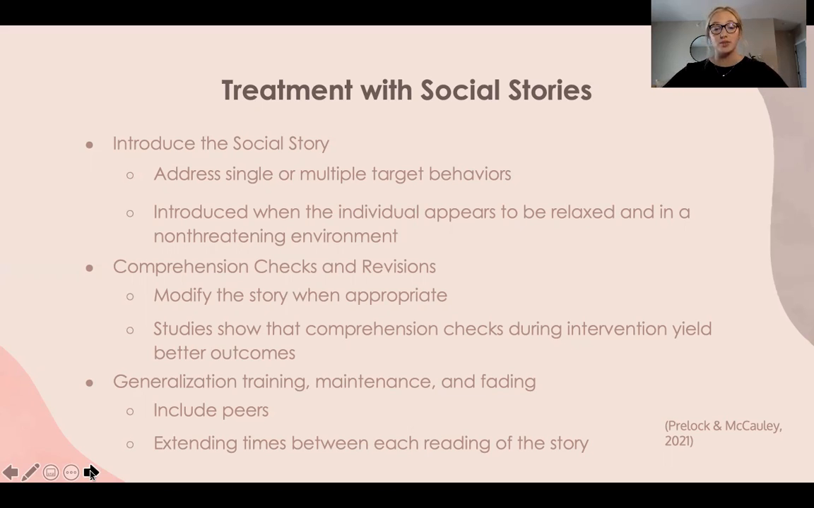And the third treatment component is generalization training, maintenance, and fading. And just two examples of this third component would be including peers in treatment, as well as extending times between each reading of the story. So maybe you have 2 days in between each reading of the story when before you only had a couple hours or a day.